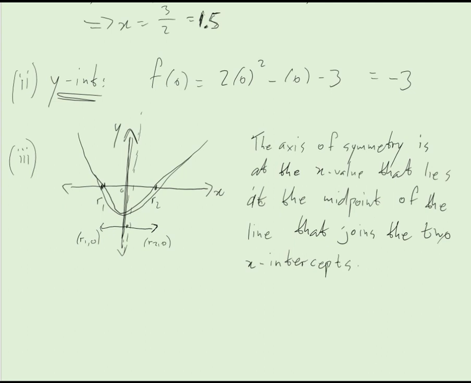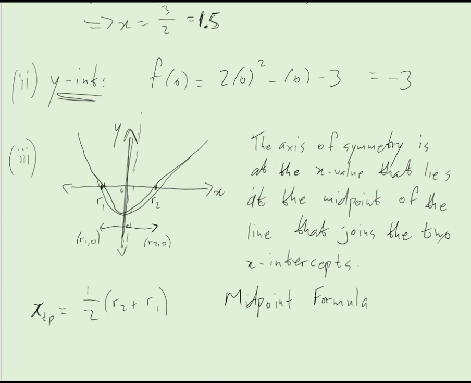So let's call it, I don't know, TP for turning point would be equal to a half times R2 plus R1. This is just the midpoint formula. If you do analytical geometry, this is just the midpoint formula of a straight line.